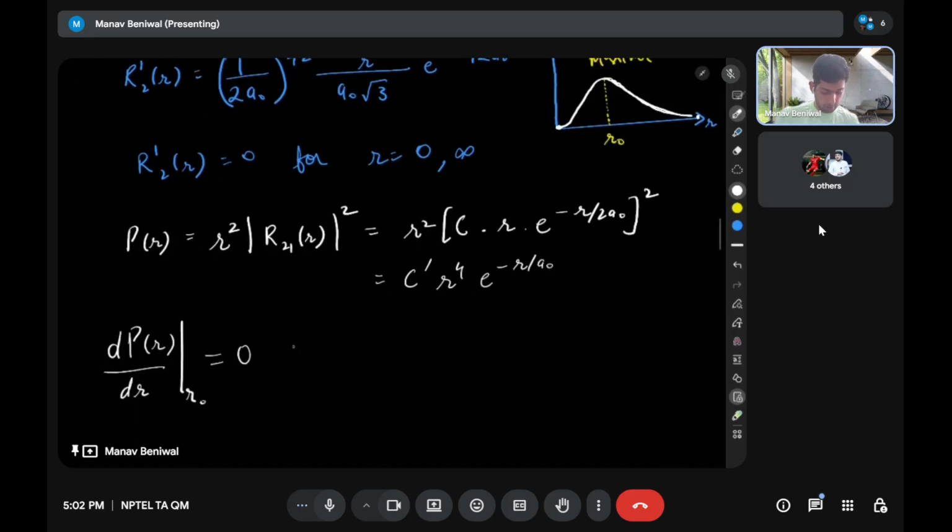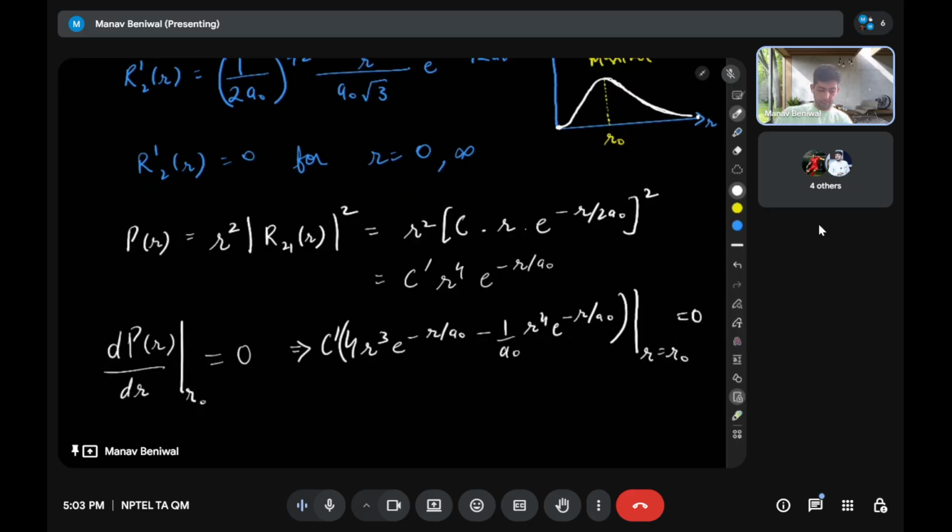Okay, so that implies that the derivative of this function will give us 4r cubed e to the minus r by a naught. We'll also have one more term, and then we'll have 1 minus 1 by a naught coming out, r to the 4 e to the minus r by a naught, and this thing calculated at r equals r naught will be basically 0.